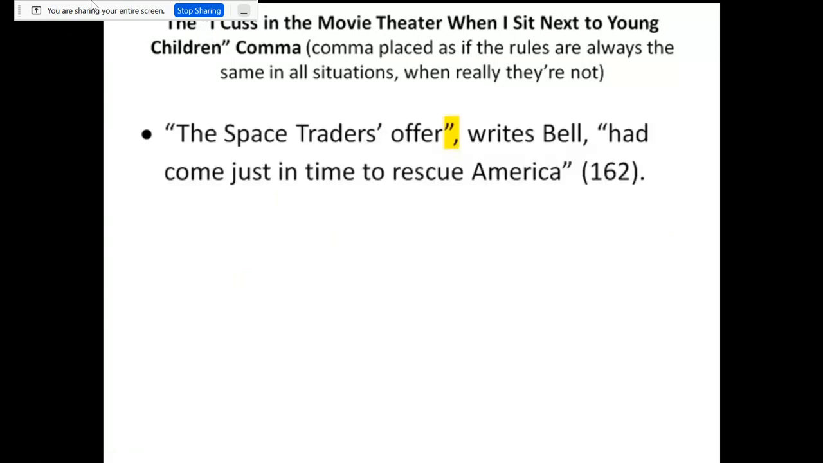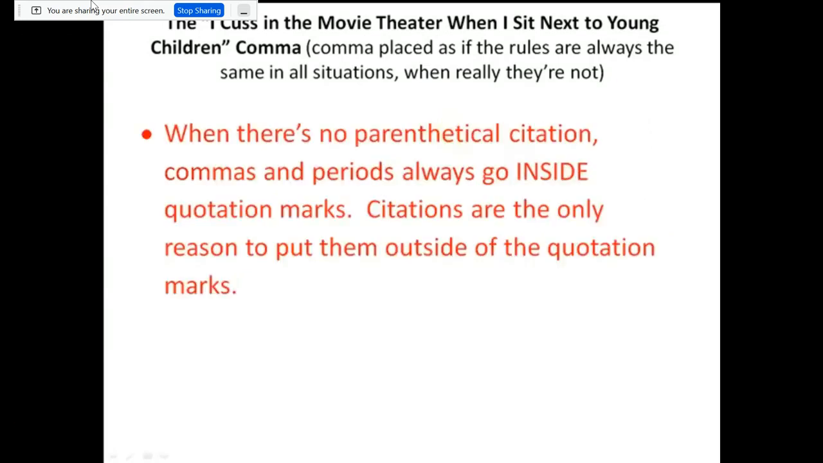Here's the situation. Notice here at the end of this sentence, there's a period and it's outside of the quotation mark. And you might say, that's perfectly right. It is perfectly right. This is a great period placement. You're following the rules when you use a citation. So that person says, I don't care what I'm going to do, I always put my punctuation outside the quote, so I'm going to do it here too after offer. Well, that person is being like the movie theater cusser. Here's the thing.